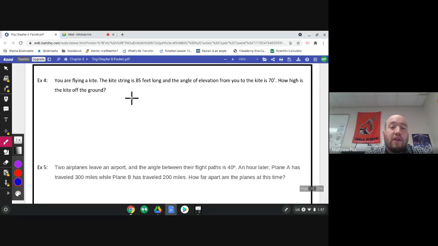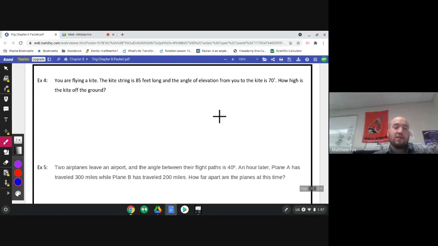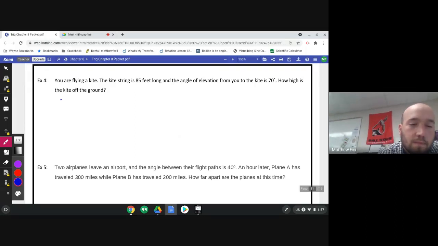It says you are flying a kite. Kite string is 85 feet long. The angle of elevation from you to the kite is 70 degrees. How high is the kite off the ground? Okay. So we have a kite somewhere in the air. And we also have a person, okay, flying this kite.